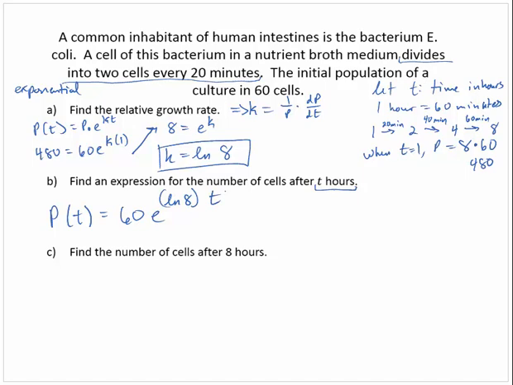Find the number of cells after 8 hours. Well, then P of 8 would be 60 e to the natural log of 8 times 8. And we use a calculator for this, and we get approximately 1.00646 times 10 to the 9th. And so that's just some really large number. That's about 1 billion.